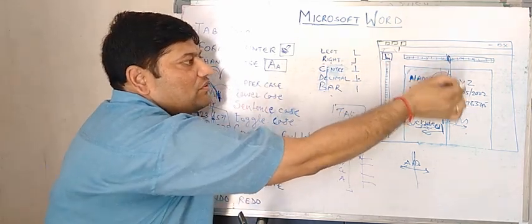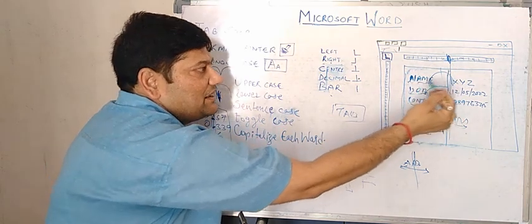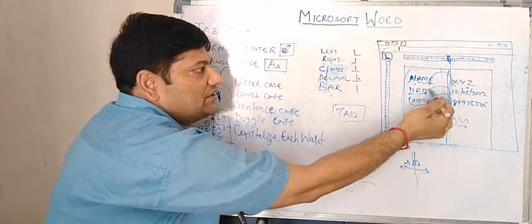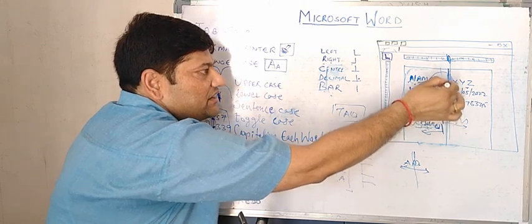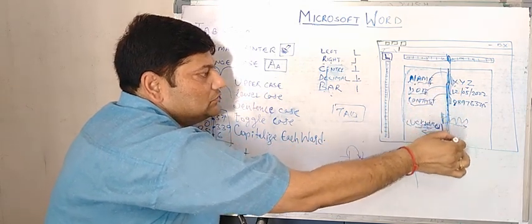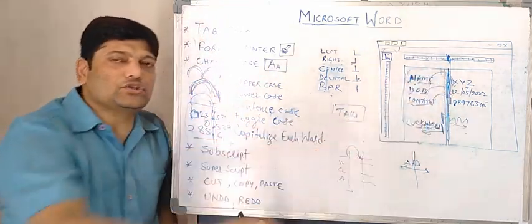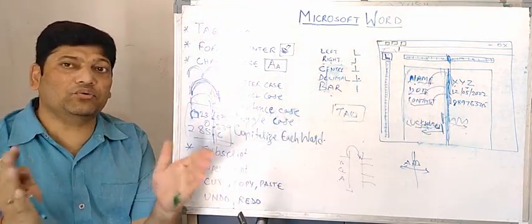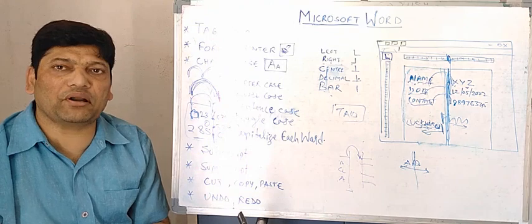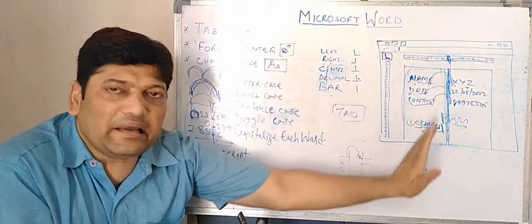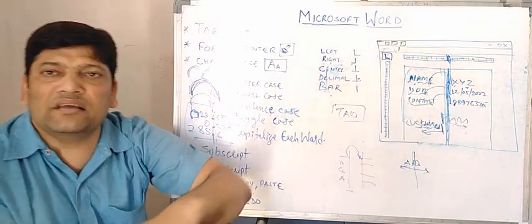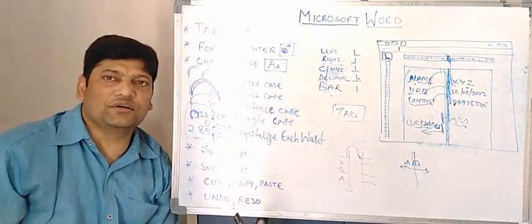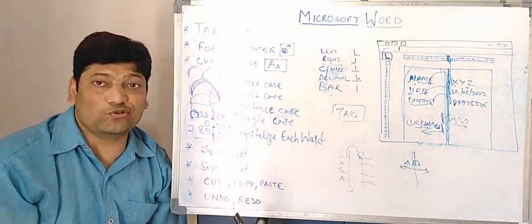You will get a bar over here, and when you start typing name, XYZ, date of birth, you will find a vertical line starting to extend downwards. So you can create 1, 2, 3, 4, depending upon your requirement. You can create as many vertical lines as you need and divide your contents into many sections. So this is very useful.